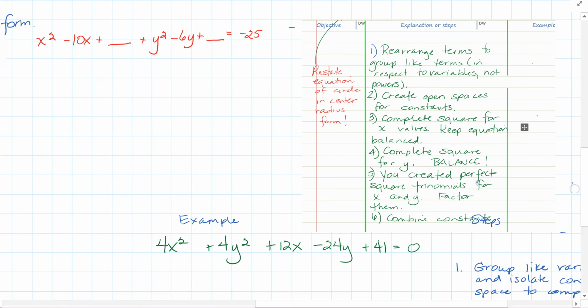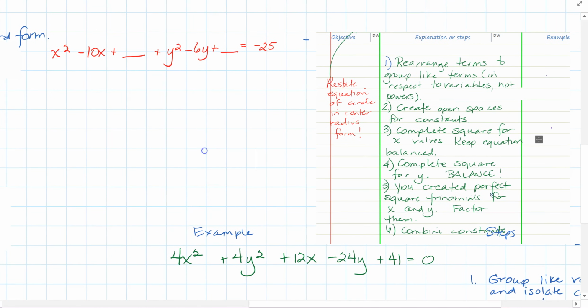So, wonderful. Oh, it went away. There you go. All right, so here's the directions I'm going to follow right here to complete the square on the red stuff right here.